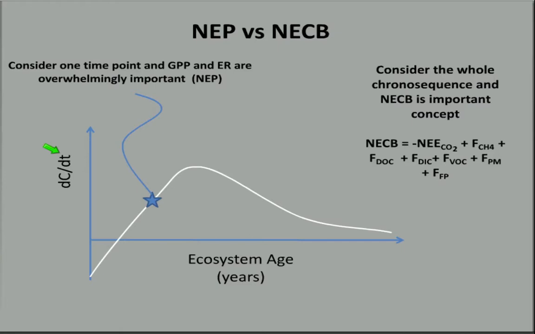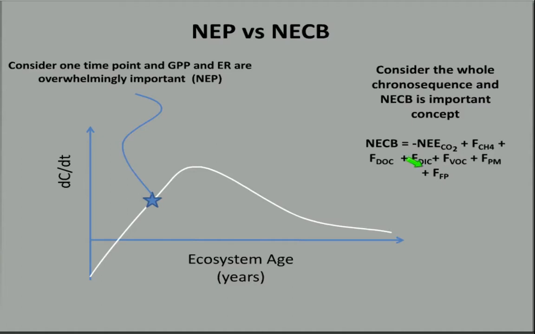So just contrasting NEP from NECB, at any one point in time, GPP and respiration have an overwhelming effect on this change in carbon per unit time. But as we go over the entire ecosystem's age, thousands to millions of years, then these other factors, and here I have included a term for forest products, start to become important.